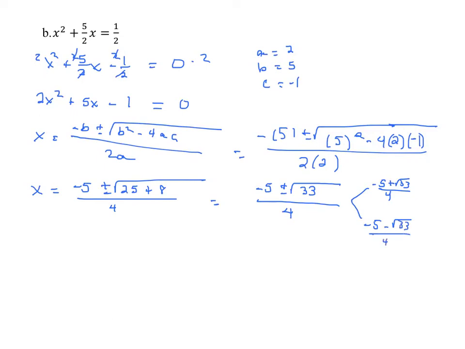Now, if you put this into your calculator, put parentheses around the numerator before you divide. Cool? And you're done. I can't simplify this anymore because 33 can't be simplified. You can't pull anything out of the radical. So you're done with that.